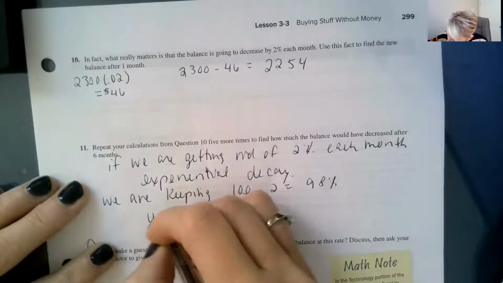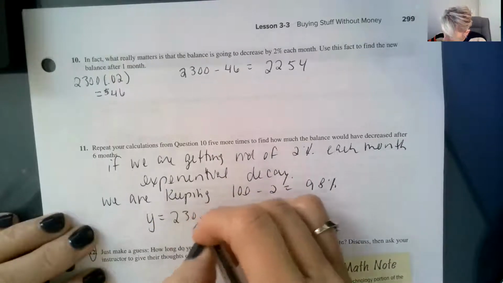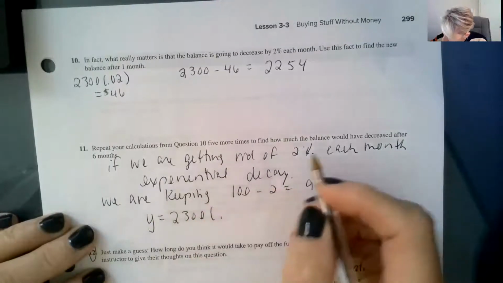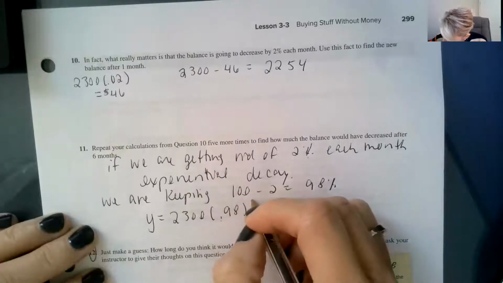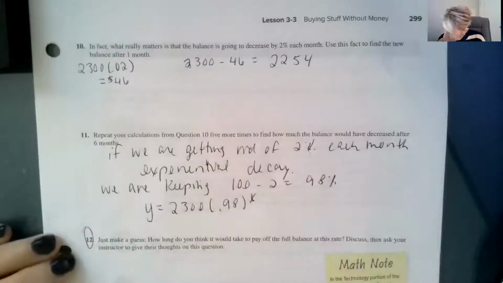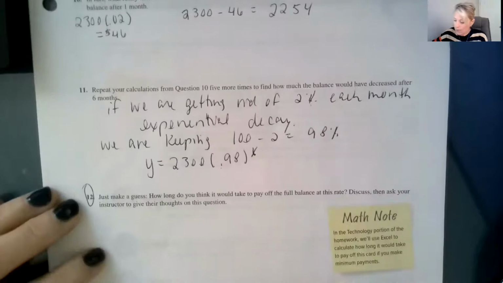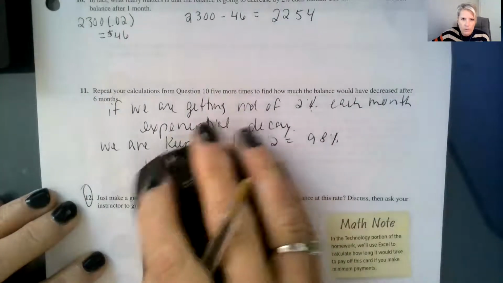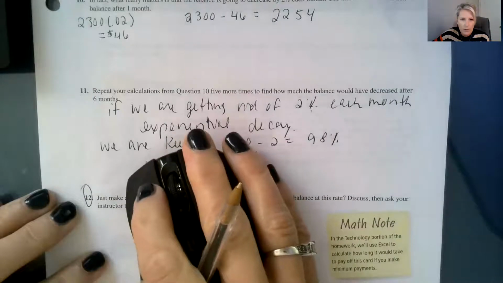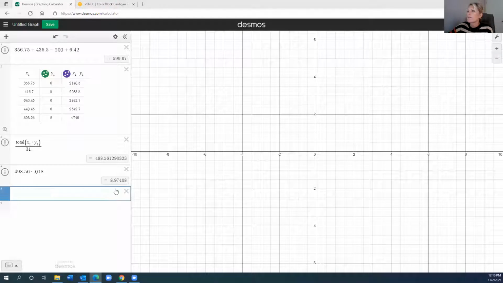So we could actually use an exponential equation. We started with a balance of 2,300, right? And because we have 2% decay, our growth factor is 0.98 to the X months. We could just put in 6 for X. This is an extension problem, so don't worry. You probably wouldn't get this crazy on the final exam.